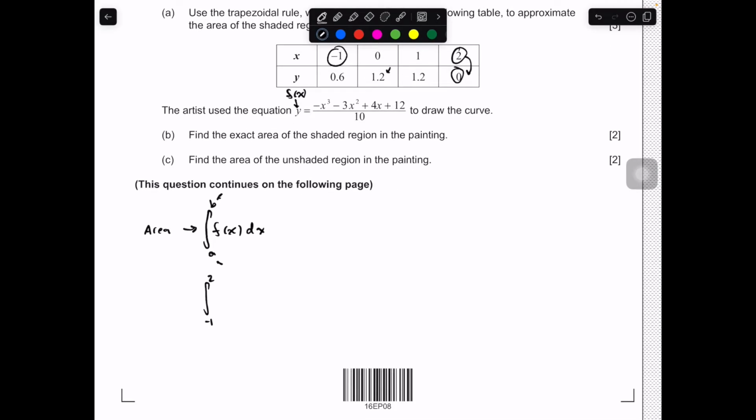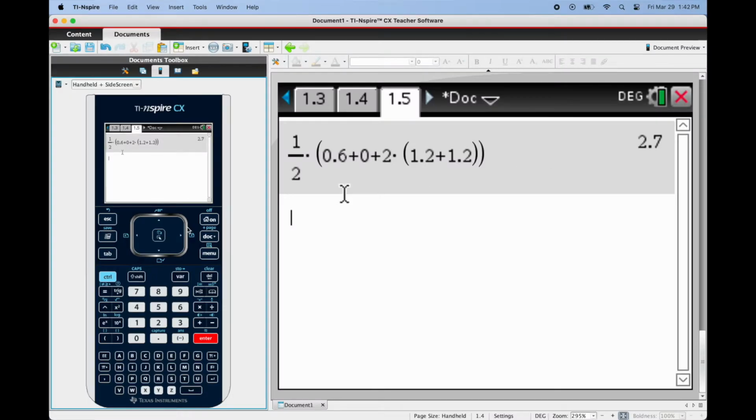Our function itself is negative x cubed minus 3x squared plus 4x plus 12, and this is all over 10. And then we want to integrate this. Essentially what we're doing, we're taking the integral. We want to integrate this with respect to dx. And of course this should just match the variable that you have as the input. Okay, so that's it. Let's go to the calculator and work that out.